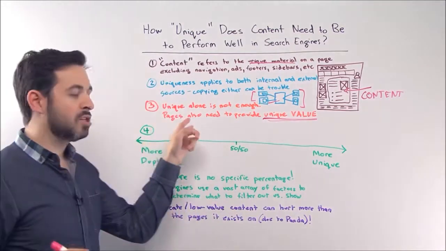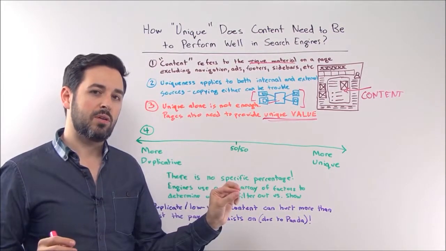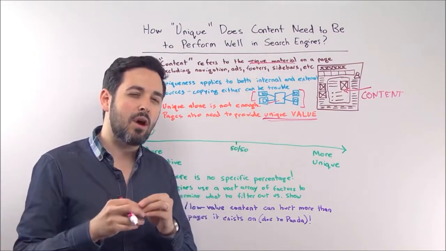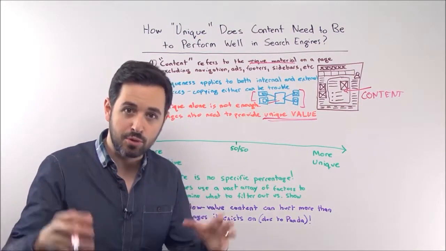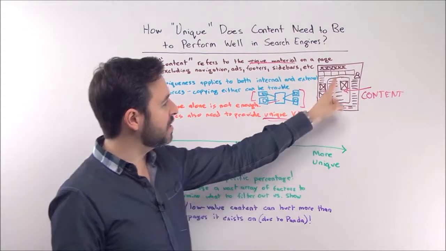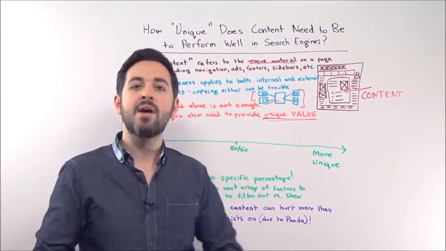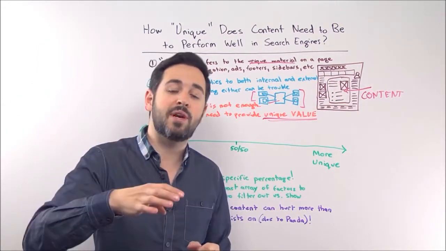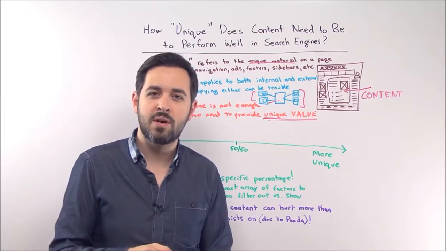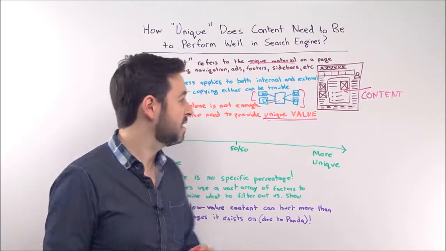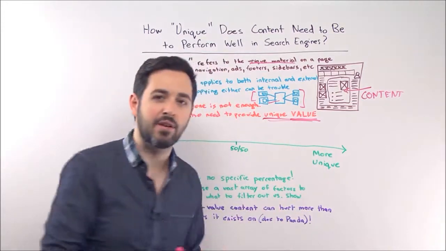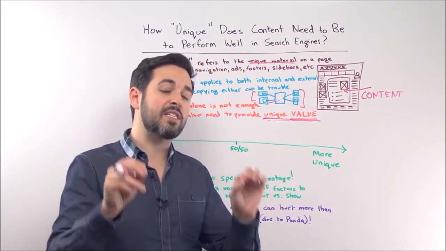Number 3, uniqueness alone is often not enough. Some people get lost in the minutia of the rules around SEO, the rules around search engines, and they think, well, this content exists nowhere else on the web, and so I just took someone else's and changed all the words. You have technically provided unique content, but you have not provided unique value. And unique value is a very different thing.